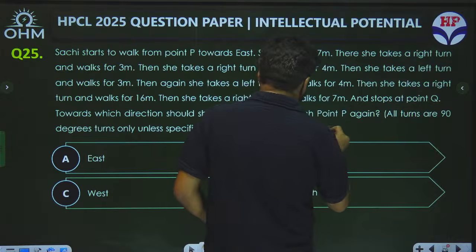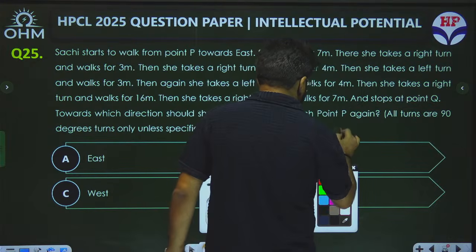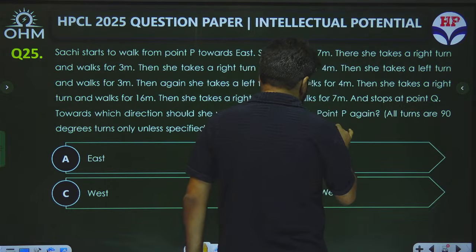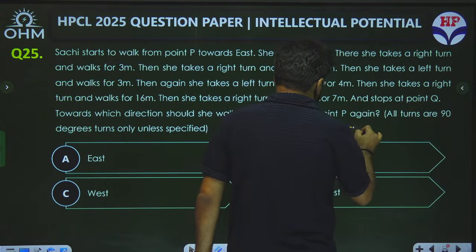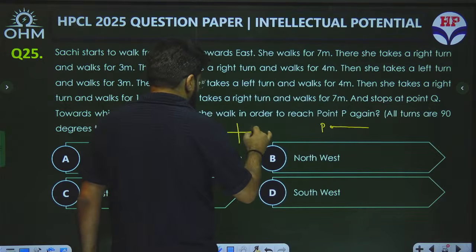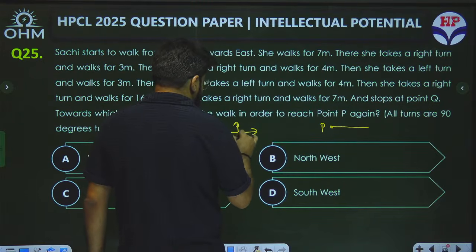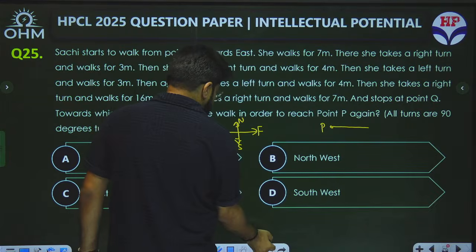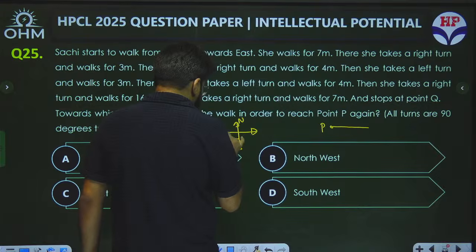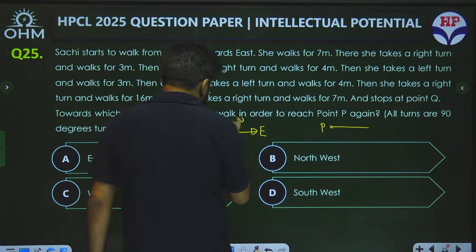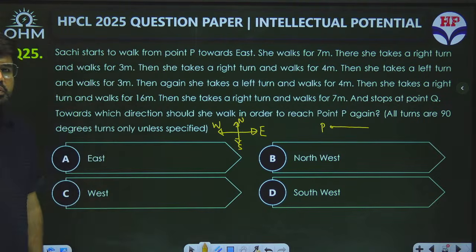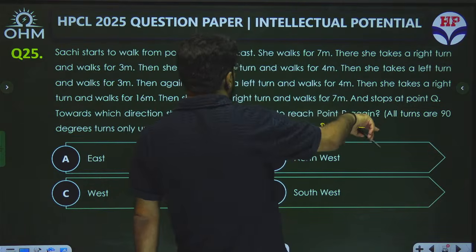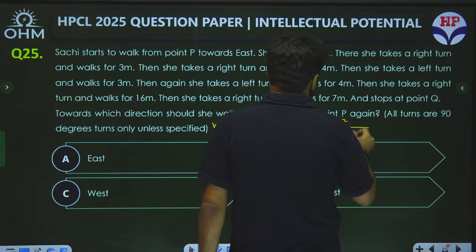So point P, suppose she's starting here. This is the point P. She walks for 7 meters east. This is the basic direction sense, which I think you should know. Vertically up and down are north and south; the horizontal direction I will place east and west. That's why Sachi starts to walk towards east, and she walks for 7 meters.